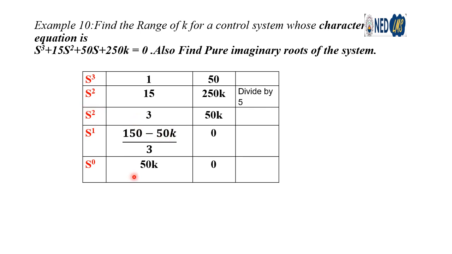So again we use these two rows to calculate the s raised to the power 1 row. So this is 3 multiplied by 50 is 150 minus 50k upon 3. This is 0, 50k and 0. Obviously when we multiply these two terms, minus 0 divided by this term, we'll get 50k here. So first we have to find the range of k.